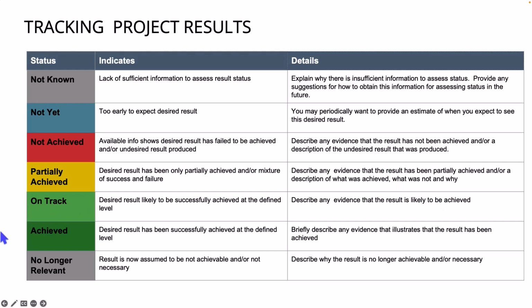And then if you chose something like Achieved for your status of your result, this is indicating that the desired result has been successfully achieved at the defined level. And in the details, you'll again briefly describe any evidence that illustrates that the result has actually been achieved.